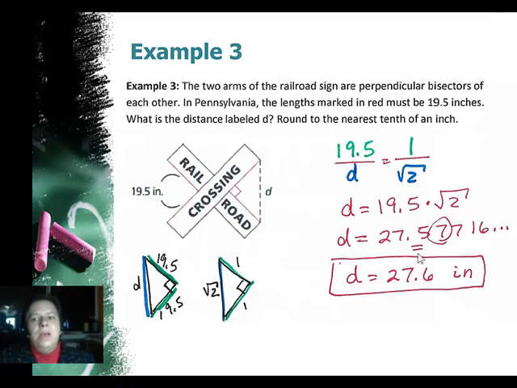And I want it rounded to the nearest tenth of an inch. So I substitute this in this calculator, and I get this long number, 27.577, and it continues on. Since I want the tenth place, I circle the hundredths, which is to the right. That's 5 or bigger, so I round up. 27.6 inches is my answer.